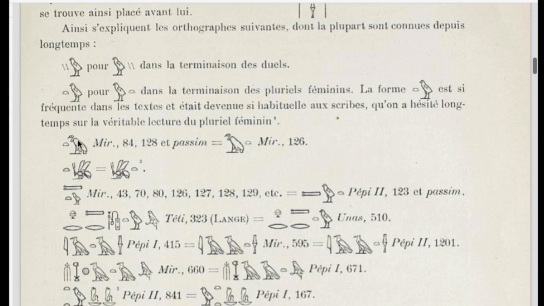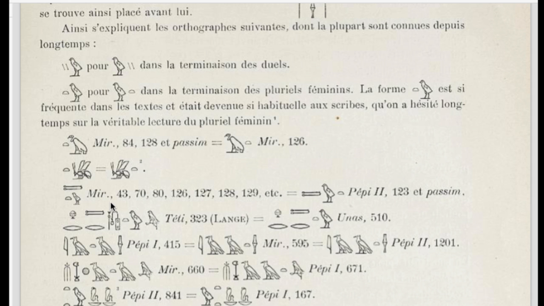So we have the bread loaf before the vulture. This particular vulture. And mind you, he gives all of the citations. So this is from the text, Spell 84. These are from Pyramid Texts, by the way. 84, 128, and throughout, et passim, throughout, is for this. So in here it's spelled this way, but over here in 126 it's spelled this way.